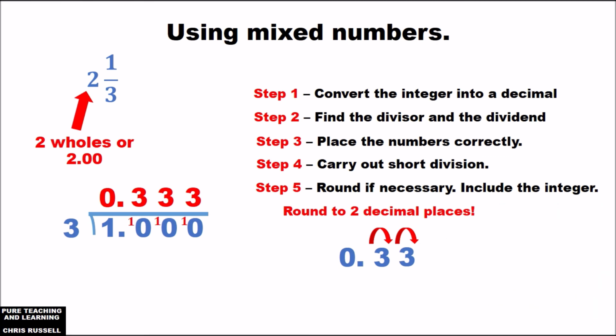So we have 0.33. We have to remember the 2 wholes as 2.33. And we're missing one thing. Because the number is reoccurring, we need that vinculum. So therefore 2 1/3 is equivalent to 2.33 reoccurring.